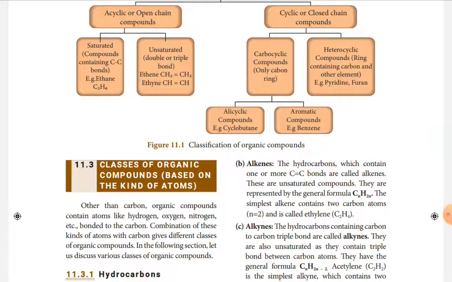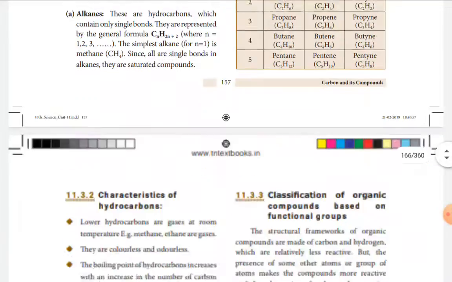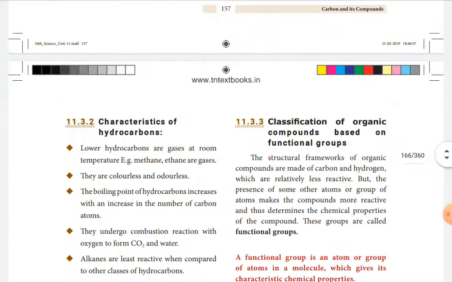Alkenes and alkynes are compounds possessing double bond and triple bond. Double bond and triple bond, these two are under the category of unsaturated organic compounds. Then also we learned about the characteristics of hydrocarbons. The lower hydrocarbons are gases at room temperature, colorless, odorless, and when the number of carbon atoms increases, their boiling point also increases.